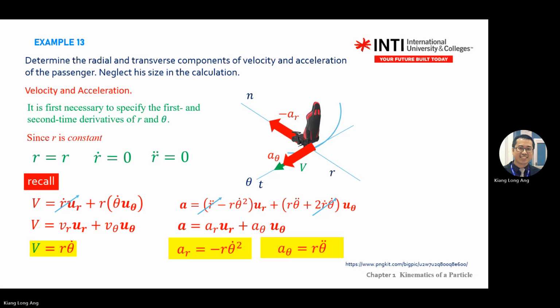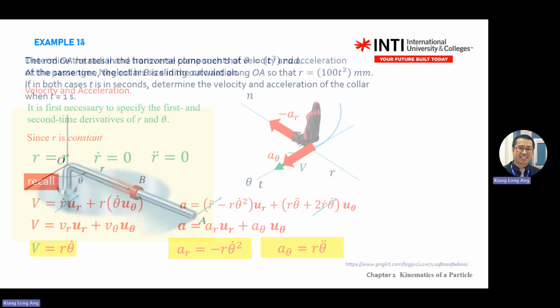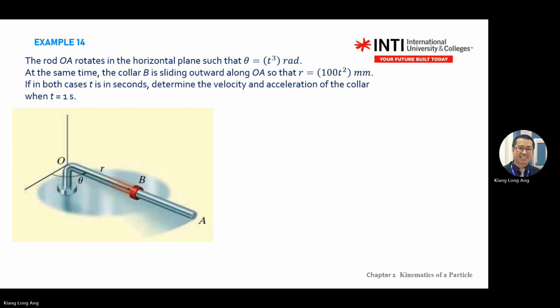Okay. Now, example 13 is an equation derivation. You will apply the same procedure. The only difference in the test or final exam is you'll be given the equation for R and theta. You do the derivation and then you substitute the value over here. Okay, let's look at another example. A similar question came out in one of the final exam questions and also a test question.